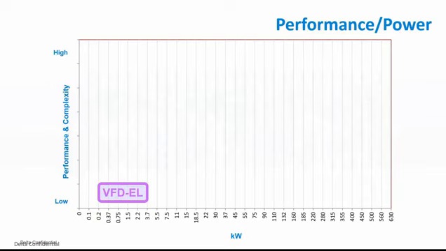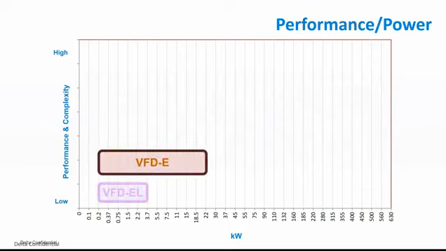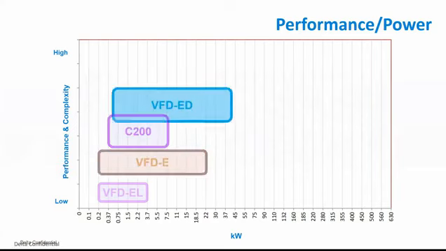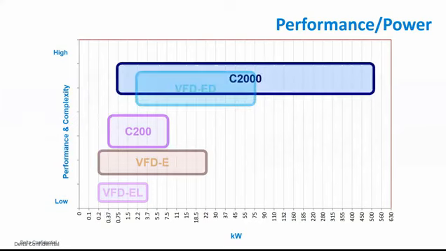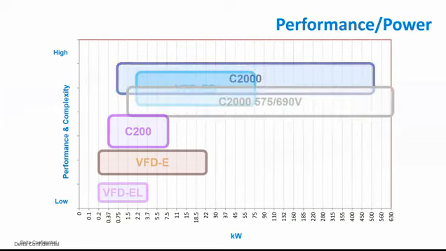So I just put here a quick graph to give you some idea of the different drives in terms of power and performance. First, you have VFD-EL and VFD-E, then still have the C200. Now, in terms of performance and functions, of course, VFD-ED and C2000 are leading. You can also see the C2000 for 690 volt.